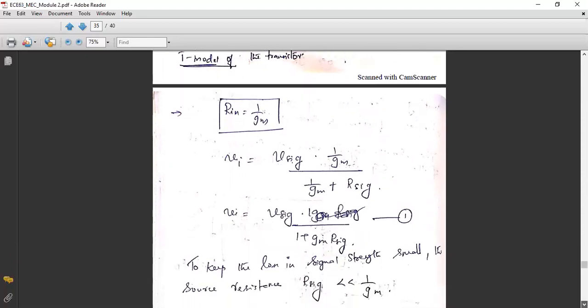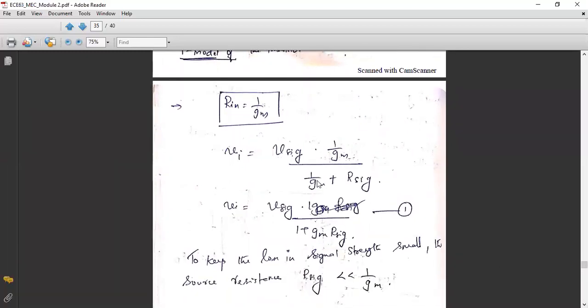Now what you will do is take the LCM. Here gm is common, so gm should multiply with Rs in order to have the common denominator. So 1 plus gm into Rs, whole divided by gm. That gm in the numerator and the gm at the denominator will get cancelled with each other. So the voltage that you will get is Vi is equal to the remaining term Vs divided by 1 plus gm into Rs.